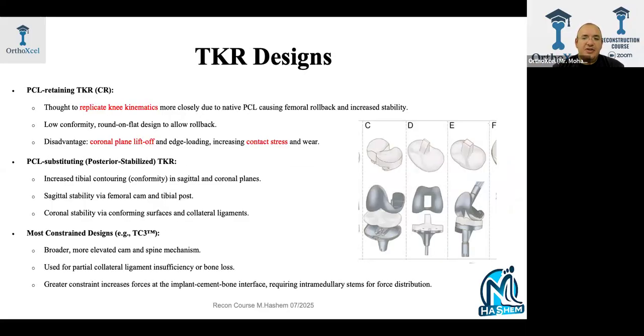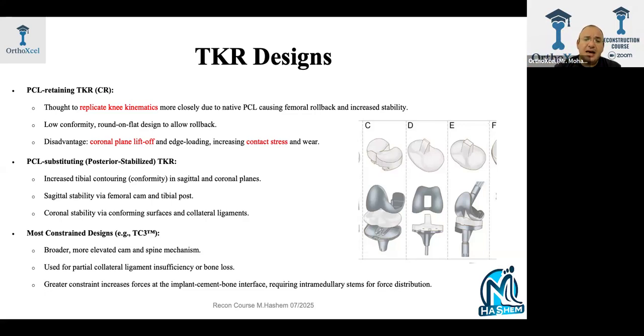The commonest design we use every day is a PCL retaining knee, which is a CR or cruciate retaining. As we agreed, this is just a replication of what we said. It maintains your normal knee mechanics. You still maintain a native PCL, you still have a normal femoral rollback, and you still have good stability. The surface doesn't need to have a very high conformity, because you're depending on the normal knee ligaments and muscles for stability. So it depends on the dynamic stabilizers.